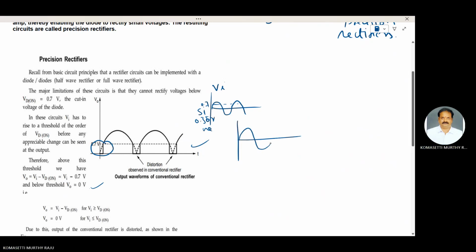This is the input voltage, this one is Vi. Below this 0.7 volts, output is 0, V naught is 0. Above this 0.7 volts, the output is allowed like that. Some distortion results here. This is the distortion. In this circuit, Vi has to rise to a threshold of the order of VDR before any appreciable change can be seen at the output.